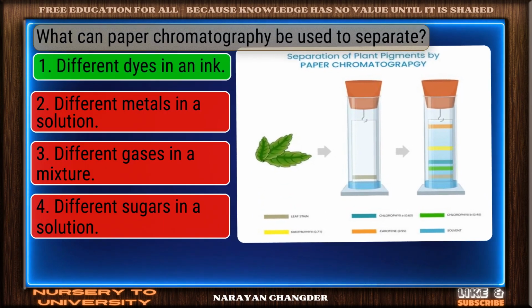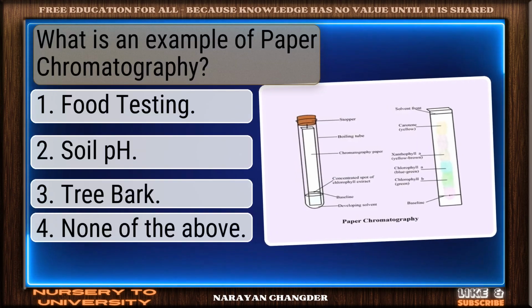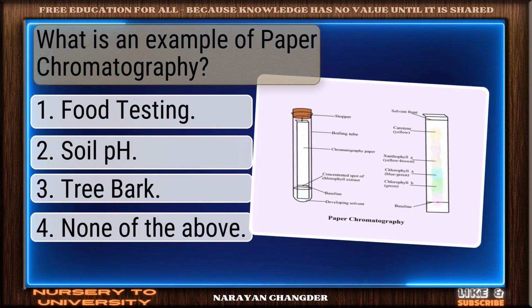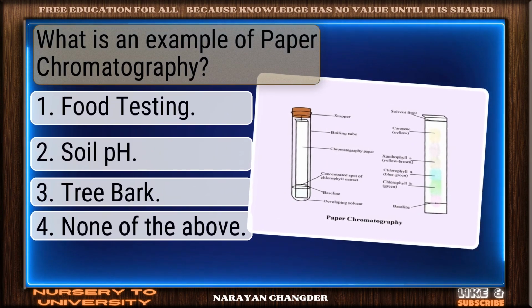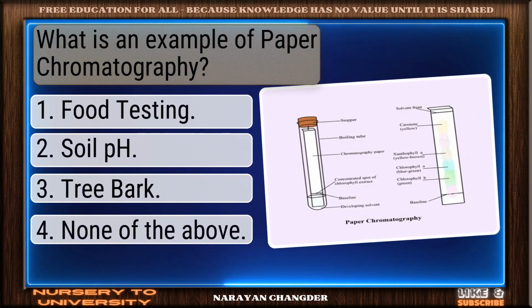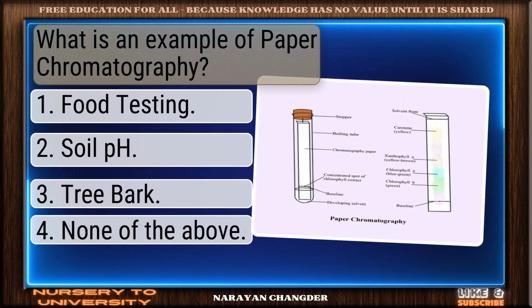Perfect choice. Different dyes in an ink. What is an example of paper chromatography? Option 1. Food testing. Option 2. Soil phage. Option 3. Tree bark. Option 4. None of the above.